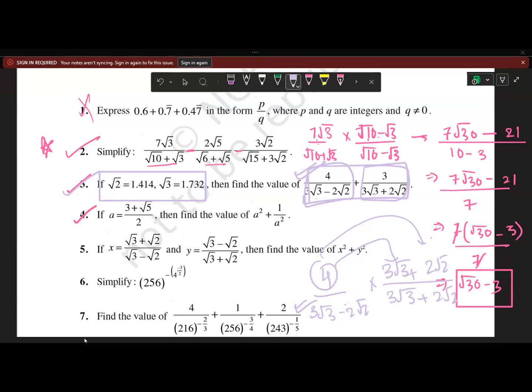And for the fourth question, yes, Amar. a equals 3 plus root 5 by 2. So we should put this value instead of a square and also 1 by a square, right? Yes, but first tell me, have you done the third one? I did not tell you to do the fourth one right now. Have you completed the third one? No, ma'am, I thought we should do the fourth question. Okay, I will do the third question.